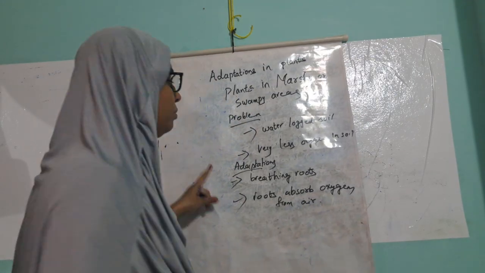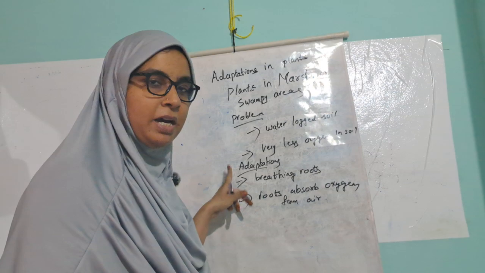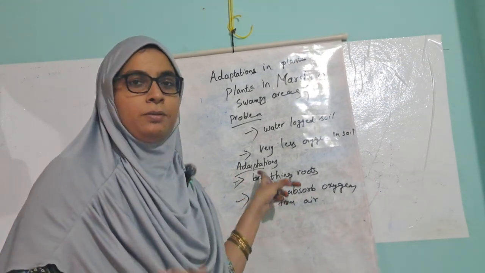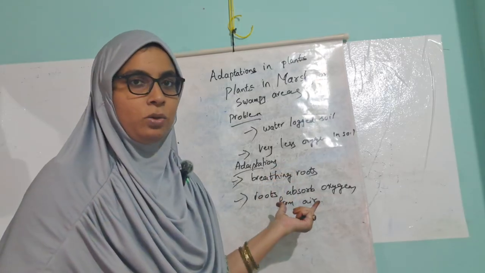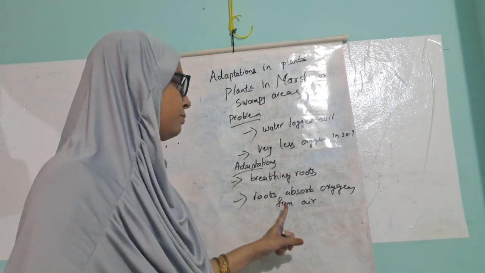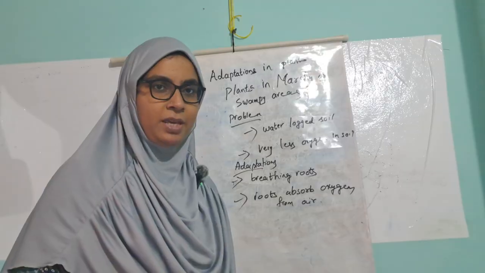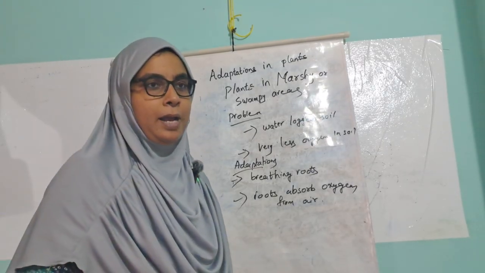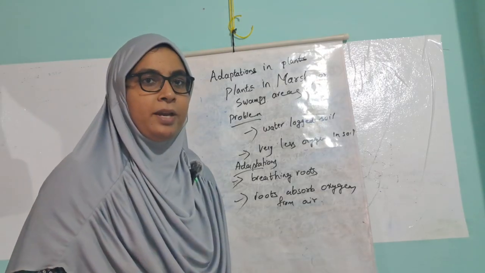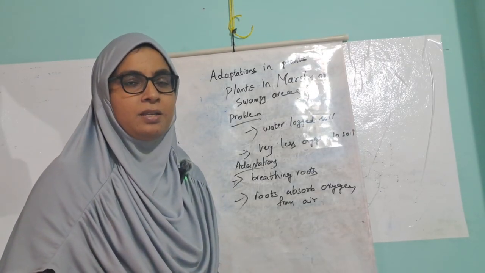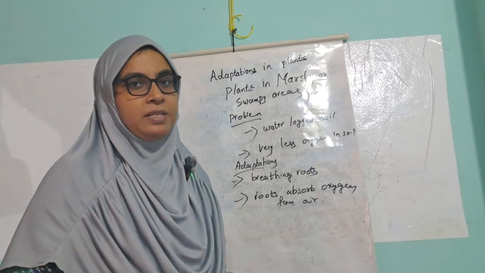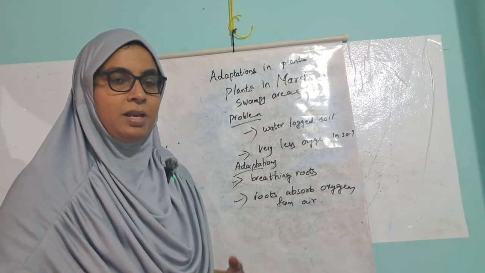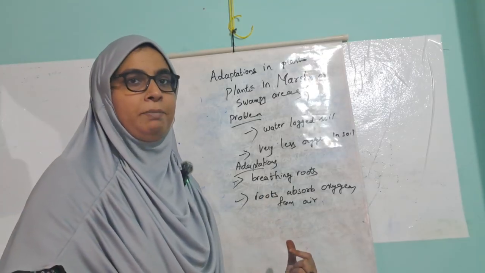So, what are the adaptations in marshy and swampy areas? They have breathing roots that come above the soil and they absorb oxygen from the air. This is about some terrestrial plants, how they adapt in mountain and hill areas, in desert areas, in plains, in coastal areas, and in marshy and swampy areas.